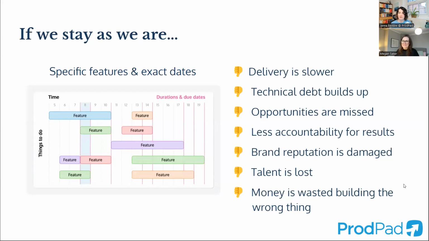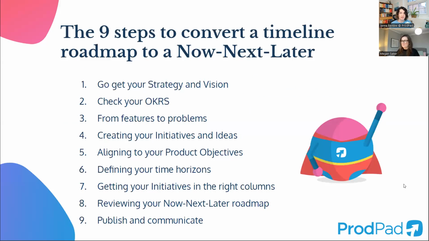So let's talk about the steps to convert your timeline roadmap to a now, next, later roadmap. So we've mapped out 9 steps that are going to take you to this now, next, later format. I'm going to walk you through each step. And I see people asking the question, yes, there is going to be a recording of this. We're recording now, and we will be sending it out to you later. So buckle in, we're going to go through those 9 steps, and then we'll have time for questions afterwards.